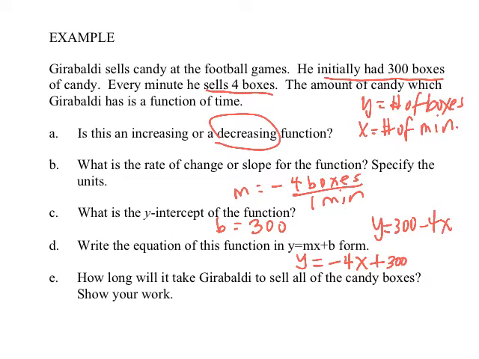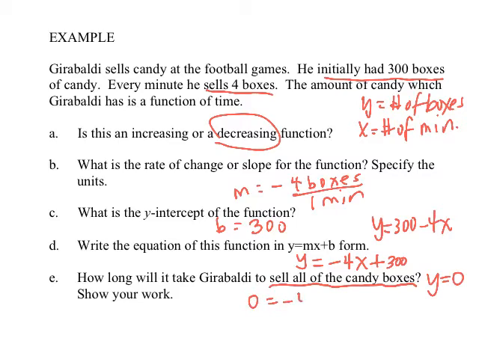And then it says, how long will it take Garibaldi to sell all of the candy boxes? Show your work. This is really why you write a linear equation or a linear model, so you can use it to answer future questions. So for him to sell all of his candy boxes, that means his y is equal to 0. No candy boxes left. So we just plug that in and solve.